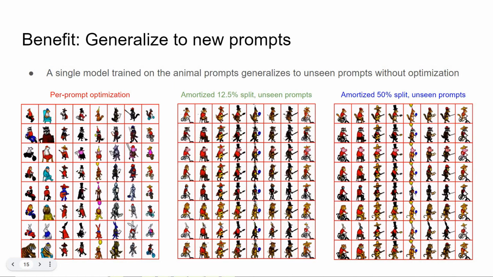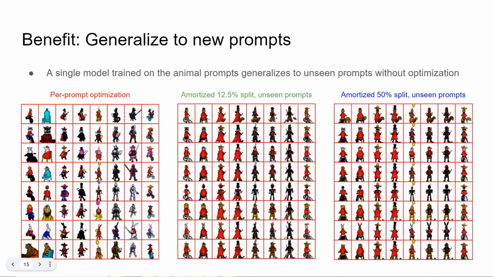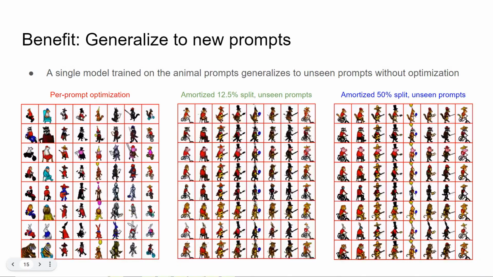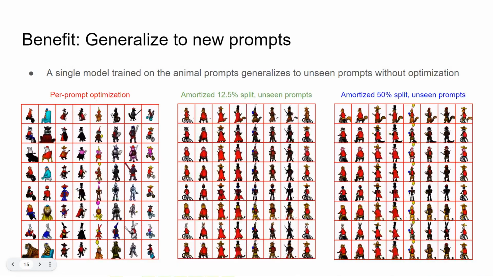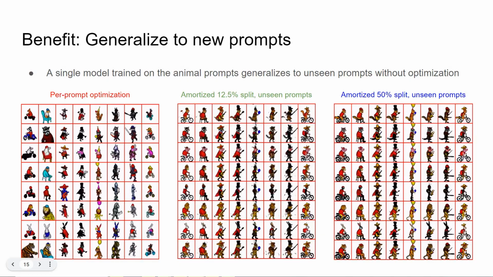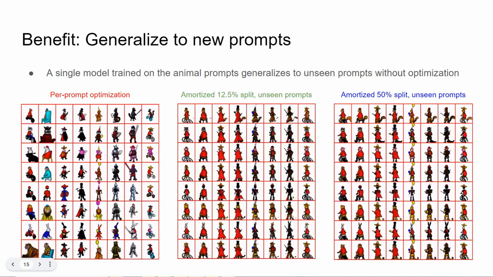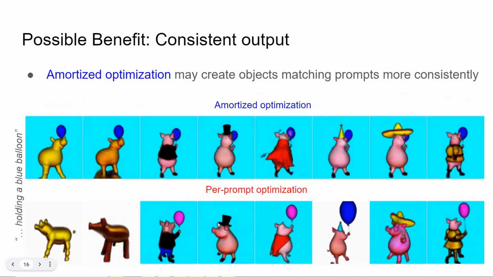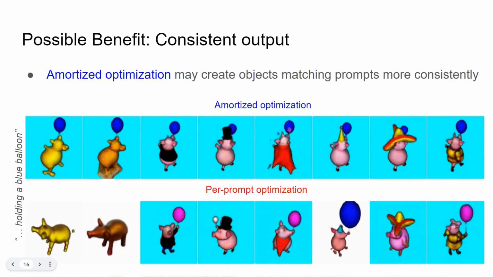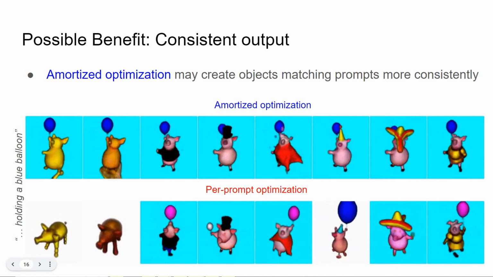Here are some qualitative results on the larger animal prompt runs, with the same prompts in each grid. On the left, we show the expensive per prompt method, while on the right, we show the cheap amortized methods on unseen testing prompts. Notably, when training on only 50% or 12.5% of the data, the unseen prompts, which cost no optimization, perform stronger than the per prompt method, which must optimize on the data. Additionally, amortized optimization may create objects matching the text prompts more consistently, helping to explain our superior quantitative performance.